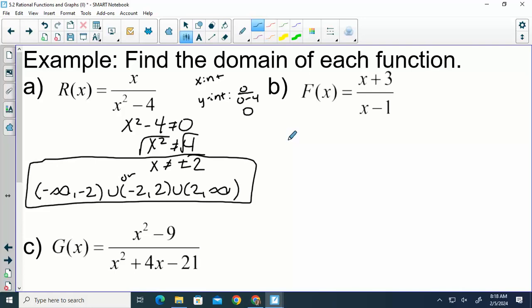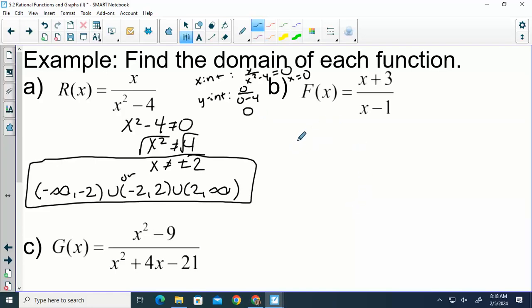X-intercept is when what? Plug 0 in for the y, which is like that r of x. So it'd be like setting this equal to 0. And what would you get? You would multiply over the bottom. What's 0 times anything? 0. So x and y intercepts are both 0. Just some good things to refresh as we go through here.